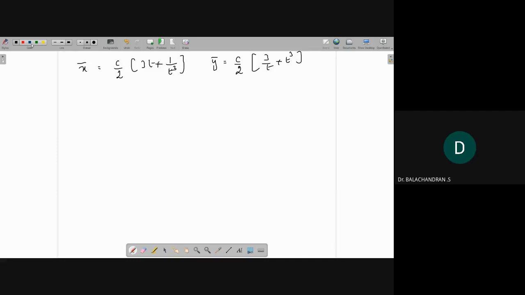So after finding x bar plus y bar and x bar minus y bar, we need to find x bar plus y bar whole power 2 by 3 and x bar minus y bar whole power 2 by 3. And then finally, we need to add or subtract? Subtract. We need to finally subtract. Okay. So this is coming only by practice. It is not coming directly. By solving some problems, then only you can easily find out the method to eliminate t.